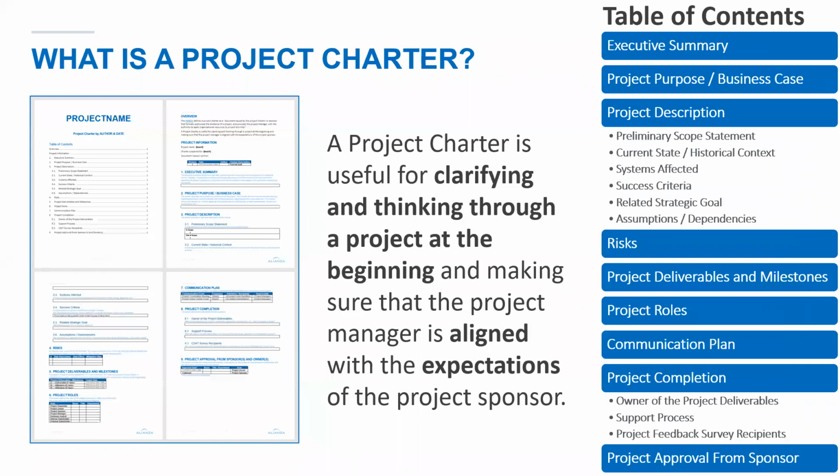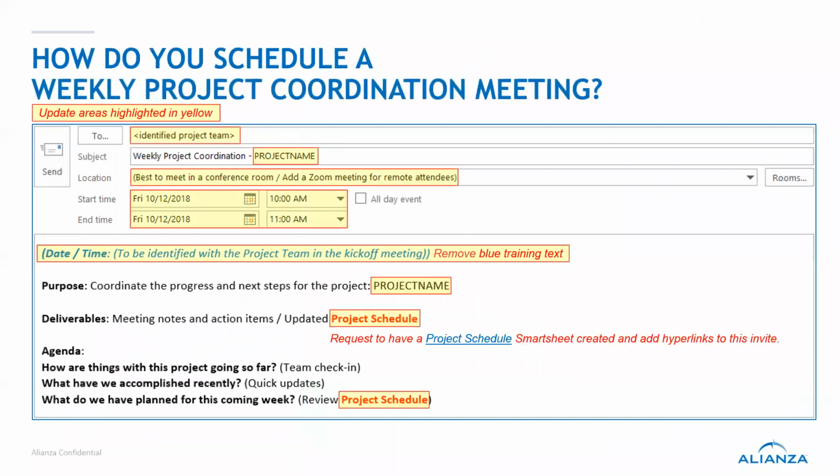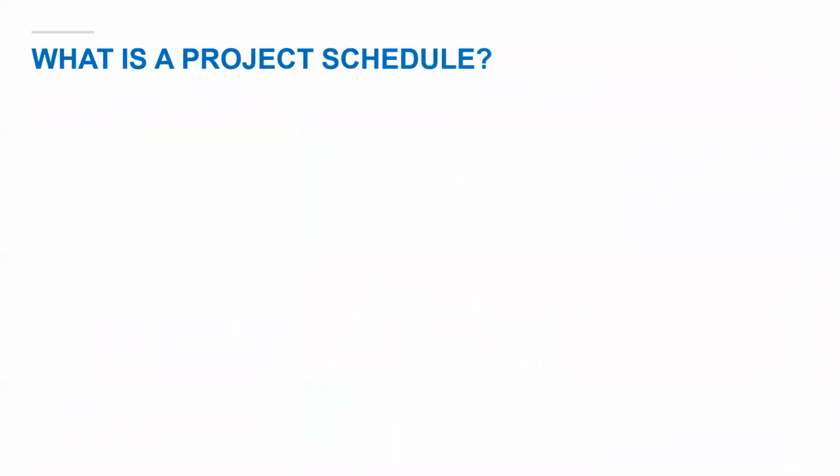Okay. Good conversation, but we only have 13 minutes left. This is one of the most important pieces, so I'm glad we spent this much time on it. How do you schedule a weekly project coordination meeting? There's a template, and you fill stuff out. In this one, you want to make sure that you have a project schedule built beforehand in Smartsheet so that you can link to it, and you have it ready in the meeting. What is a project schedule?